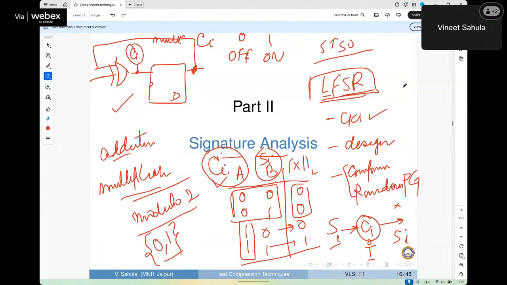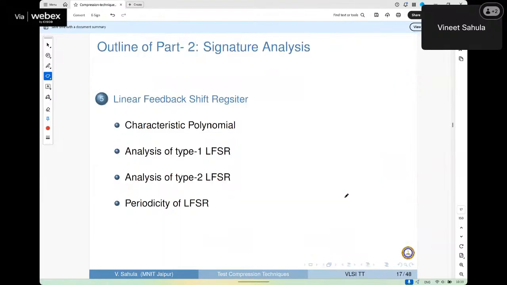So we have done the circuit contemplation. What could be there? It could be an n-bit LFSR. How to design it is the main thing. Application is very easy. Let's take the step for design. Right?